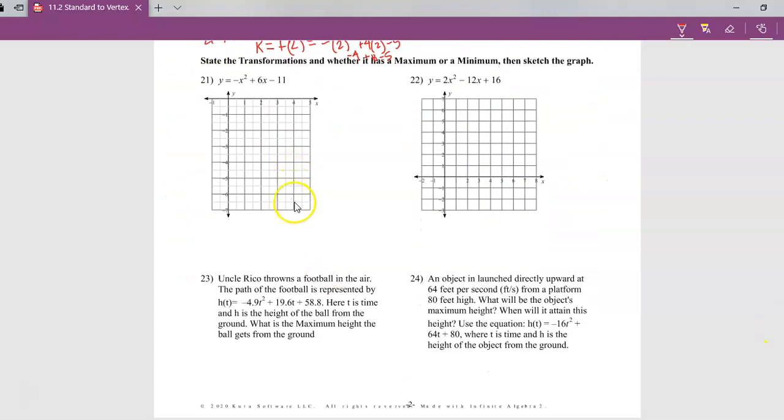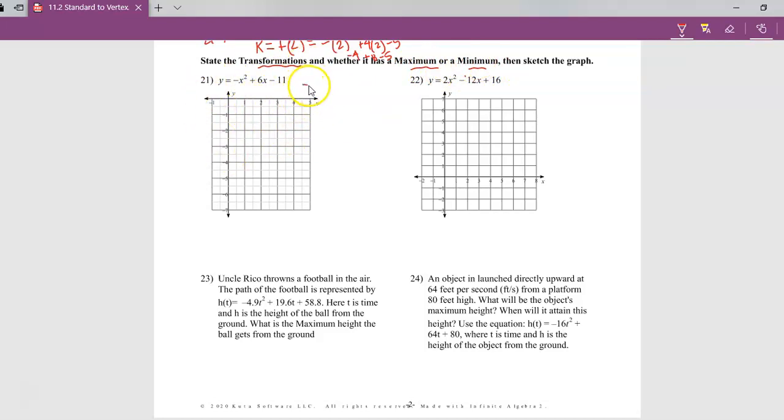21, we are going to find or state the transformations, and then we're going to state whether it is a max or a minimum, and then we're going to sketch the graph. Okay, so finding the transformations and whether it's a max or min, those are things that we can only see when it is in vertex form, right? And this number 21 and 22, they're in standard form. So the first thing we need to do here in order to see what transformations have happened and whether that's a max or a min is to change forms. So we're going to change to vertex form.